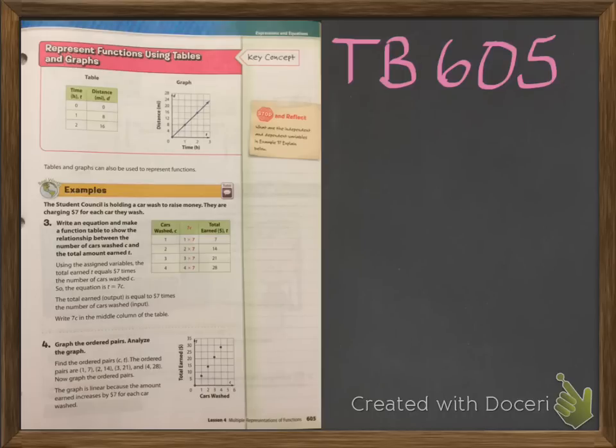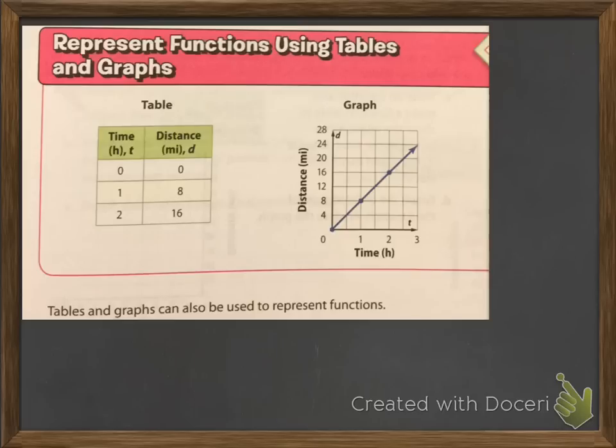Okay, now we're on textbook page 605. All right, so now we're at the top of page 605, and it says represent functions using tables and graphs. So on the left we have a table, and it's got the time in hours, and on the right we have the distance, which is miles. And so this is the relationship between time and distance.